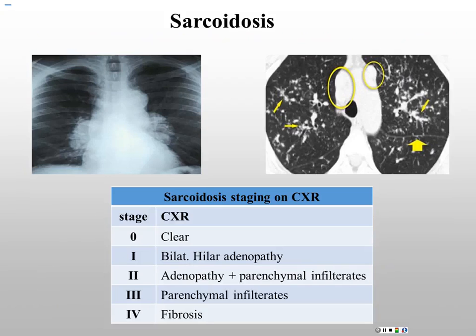Sarcoidosis, you have different grades on the chest X-ray. The most severe one is grade 4. They don't have to develop in sequence. You have the classic picture of hilar lymphadenopathy. The infiltrate, you can see it follows a bronchovascular bundle, and this can give you a hint that this is a case of sarcoidosis.